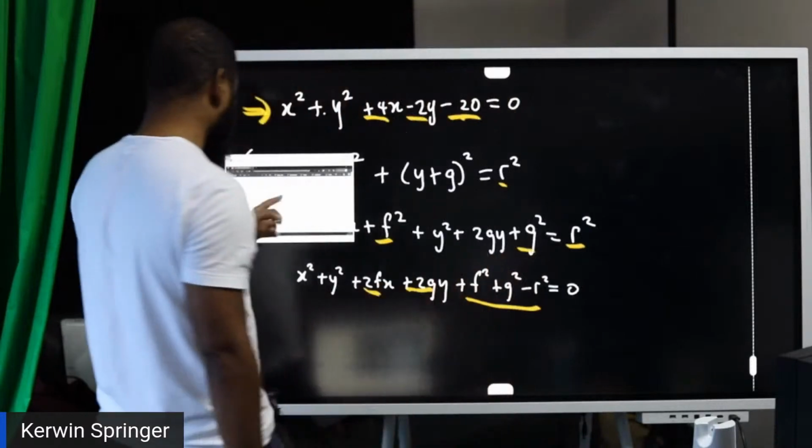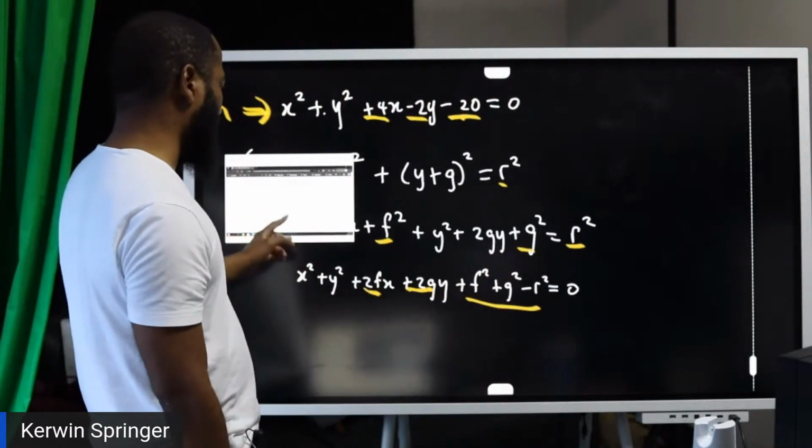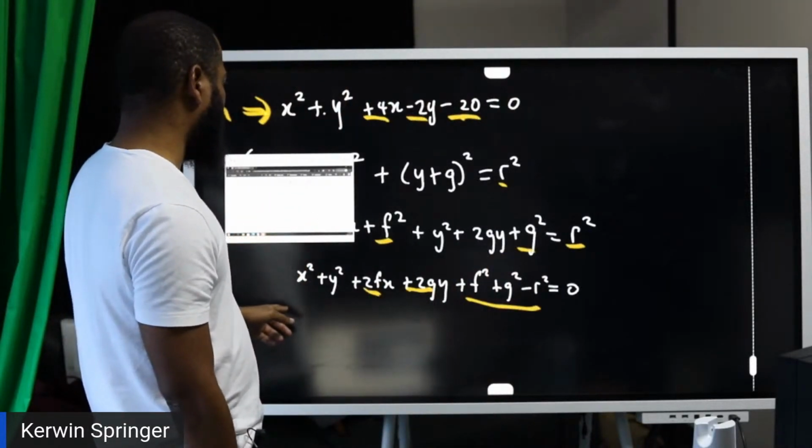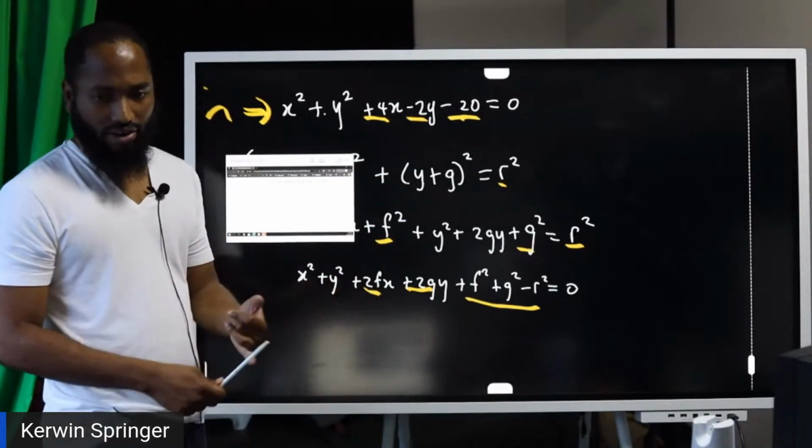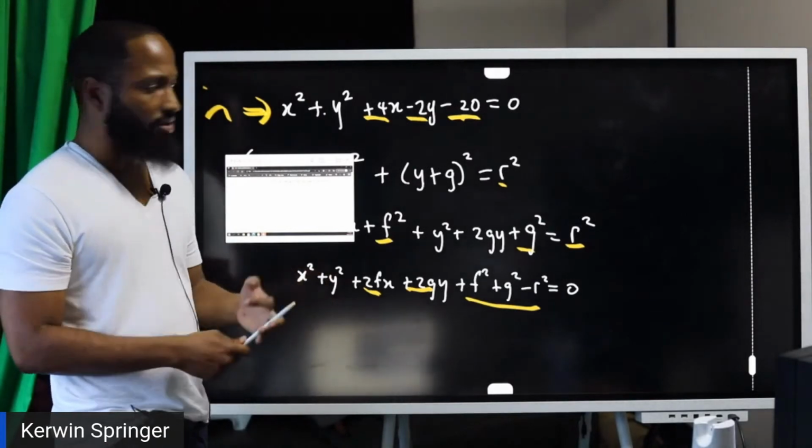That's not x. A circle is this. Express the equation in the form that I expanded. Yes, I need to find the value of r, the value of f, and the value of g.